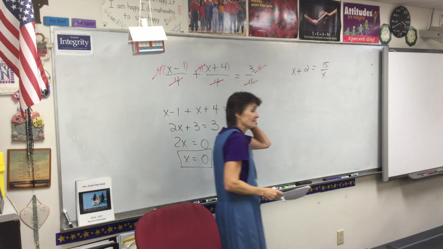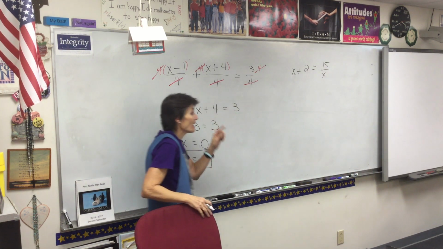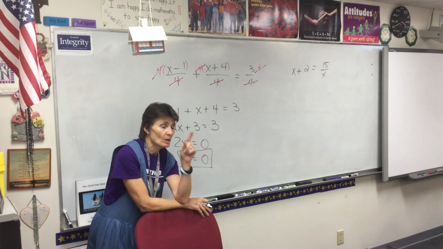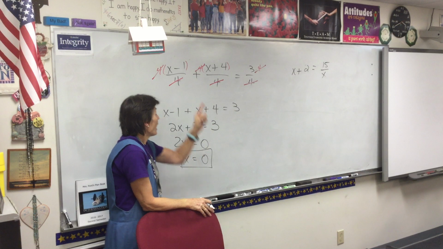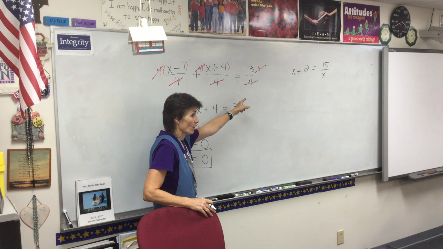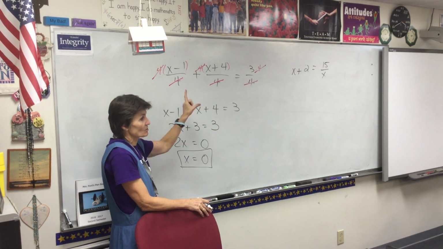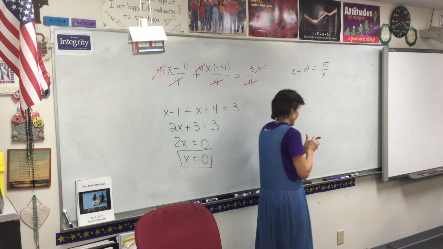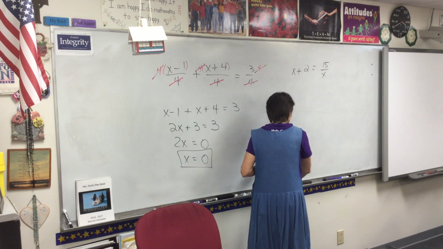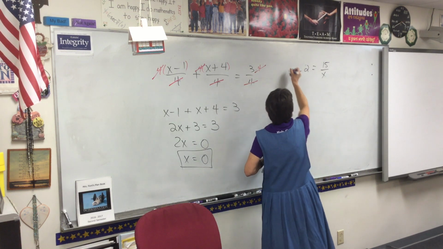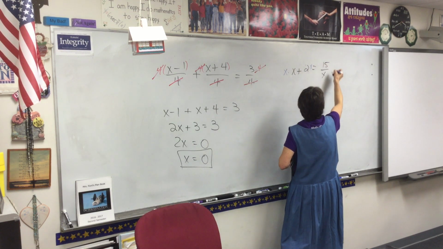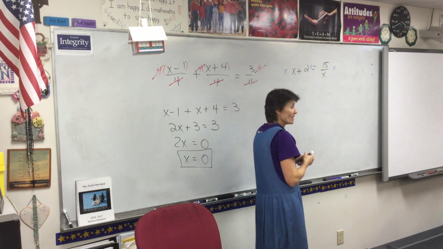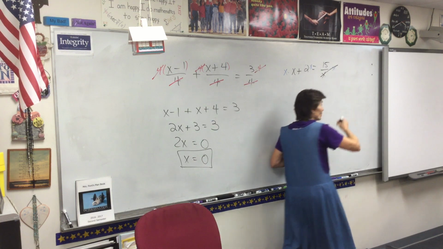Now, when I see this one, I am going to use exactly the same logic that I used a minute ago. You told me I should multiply by 4 because that would cancel the denominators. What would I multiply here to cancel the denominators? X. So I am going to multiply everything by x. Now, when I do that, it's going to cancel those out.